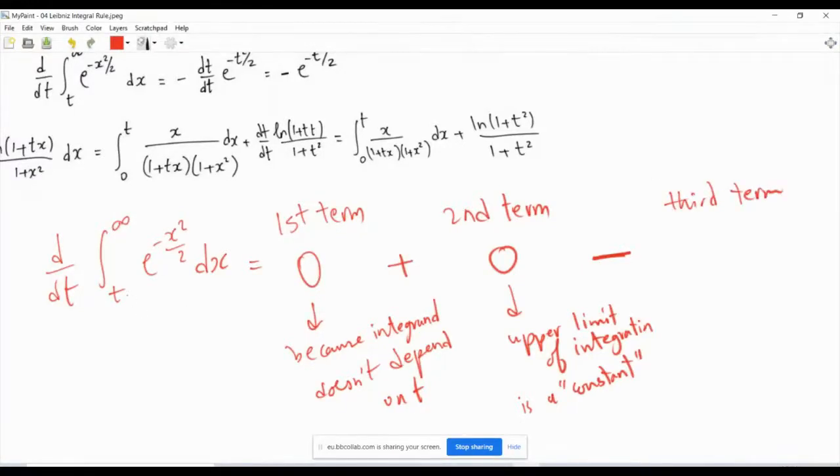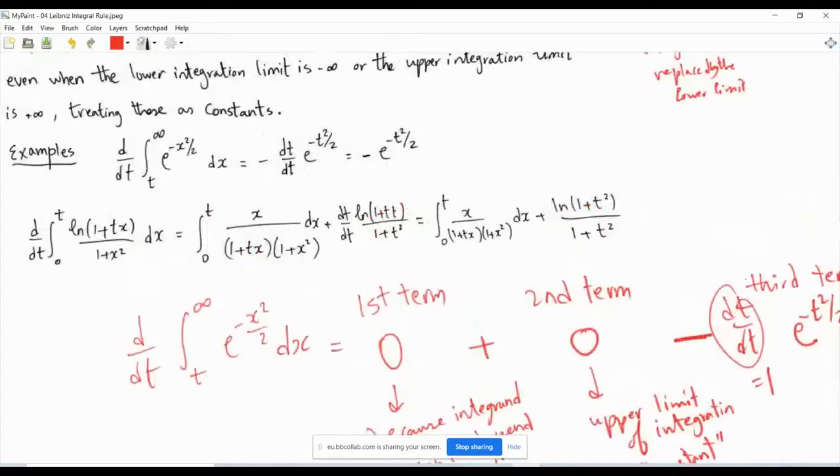So for the third term, you now need the partial derivative of t with respect to t. So dt by dt, that's 1. And then you need to take the integrand and replace the dummy variable of integration by the lower limit of integration, which is minus t squared over 2. Right? So what is the result of this differentiation? It will be minus e to the minus t squared over 2.